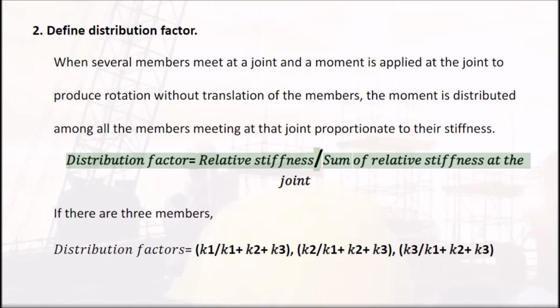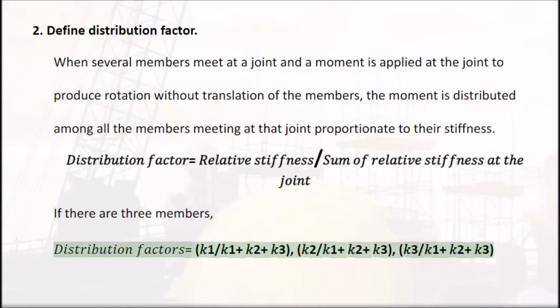DF equals k over sigma k. If there are 3 members, DF equals k1/(k1 plus k2 plus k3), k2/(k1 plus k2 plus k3), k3/(k1 plus k2 plus k3).